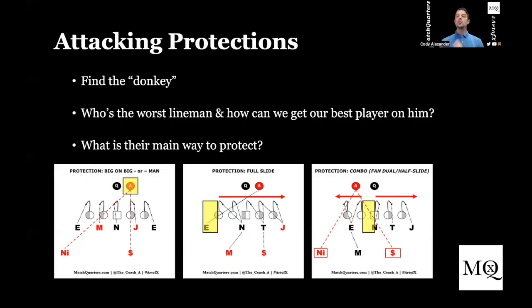And so where do you want to attack these people? In big on big or man blocking, you want to attack the back, or you want to create some sort of stunt where you're creating a pick and getting a guy free, because once you get that guy free, there's nobody to block him. Nobody's coming back. Full slide, you want to attack the edges of the box, primarily away from the slide. And then combo, you want to attack inside. You want to attack the A gap, make that running back step up, sit there, and then hammer him back into the quarterback.